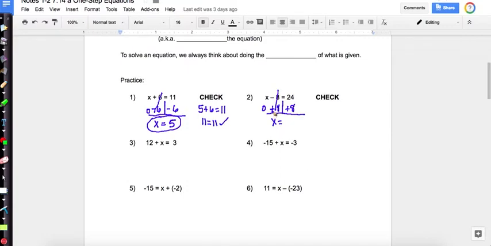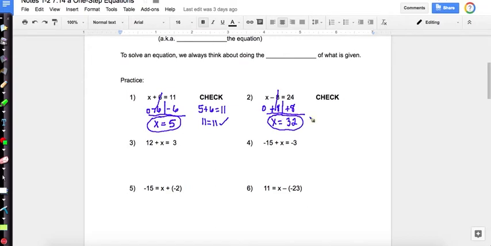Now, why do these cancel? Remember, when you subtract, it's the same as adding the opposite. So this is really negative 8, because if we did KCC, add its opposite, we would get plus negative 8. So how do you cancel out 8 negatives? 8 positives. So that's why those, in fact, cancel out. And what's 24 plus 8? 32. So x will equal 32.